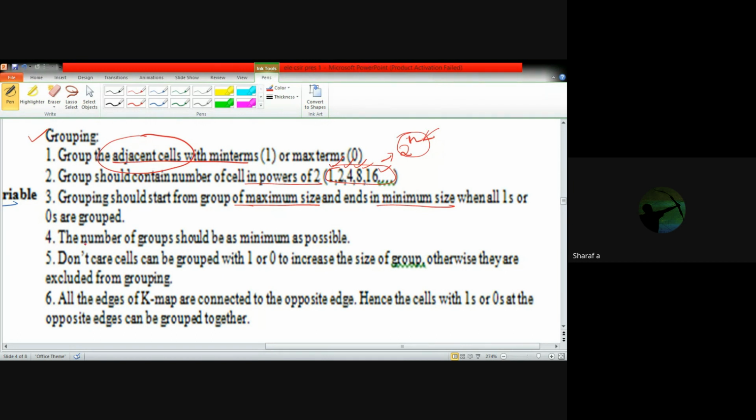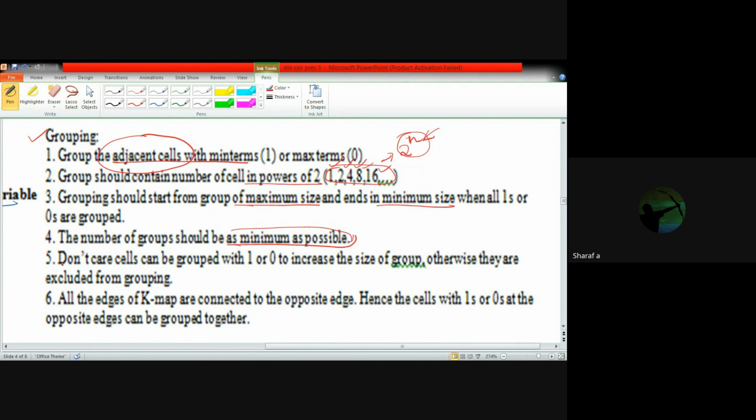And the fourth one is the number of groups should be as minimum as possible. Then only the expression that you are getting after simplification will be the simplified expression. So the number of groups should be as minimum as possible. If you are having a large number of cells, and if you are making only one group out of it, that is the best. The number of groups should be minimum as possible.